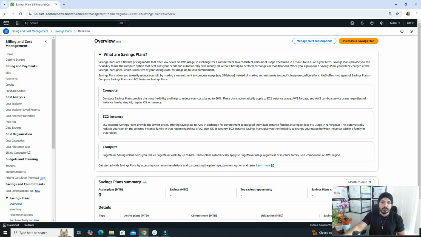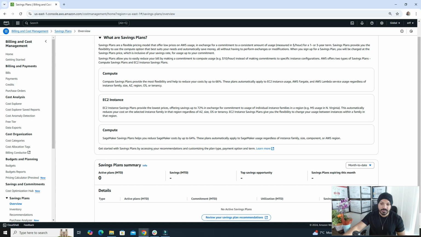If we want to see some numbers, with the EC2 Instance Savings Plan, the second type, we can easily save like 72% of our current on-demand cost on EC2 servers. If we use the SageMaker plan, the third option, then we can save up to 64% of our SageMaker billing that we are paying on an on-demand basis. It's quite a good saving.